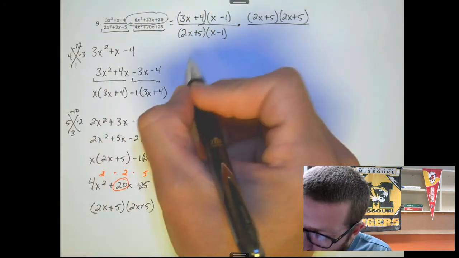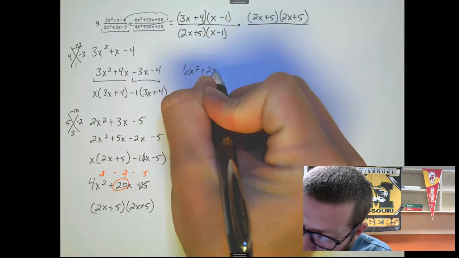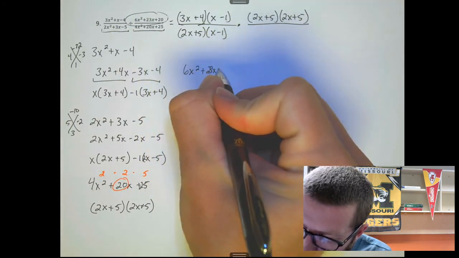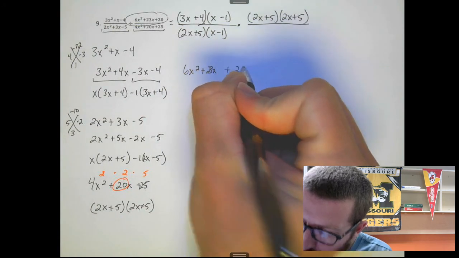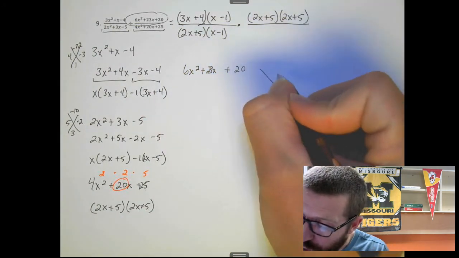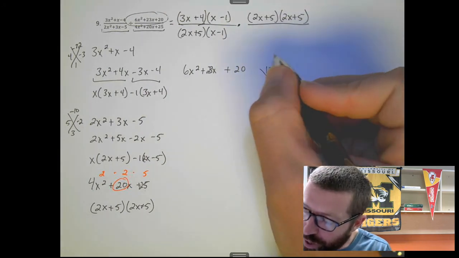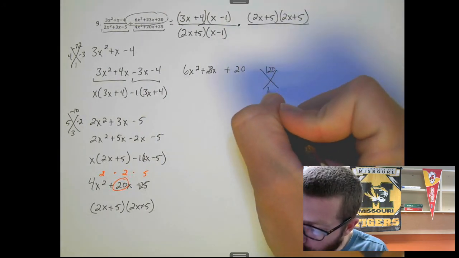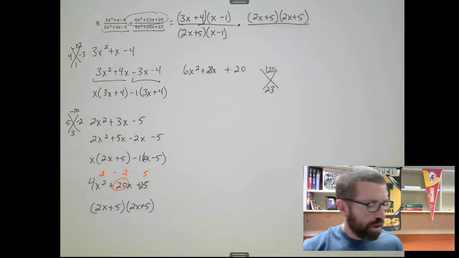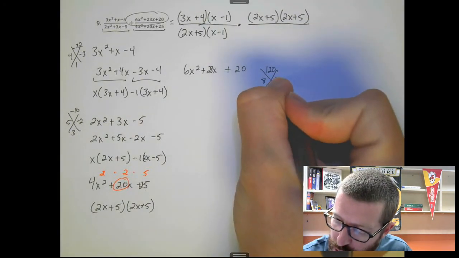And then we have one more to factor, which is the new bottom here. That is 6x squared plus 23x plus 20. I need two numbers that multiply to 120 and add to 23. This might take me a minute here. Yeah, after some guessing and checking, those two numbers are 8 and 15.